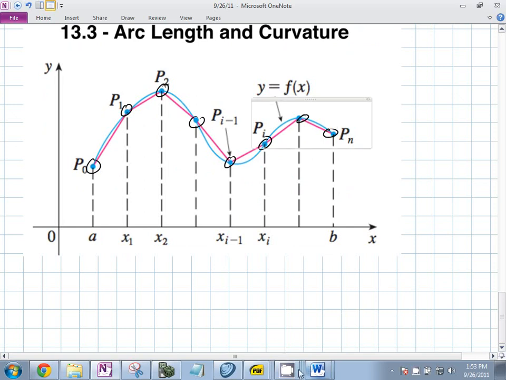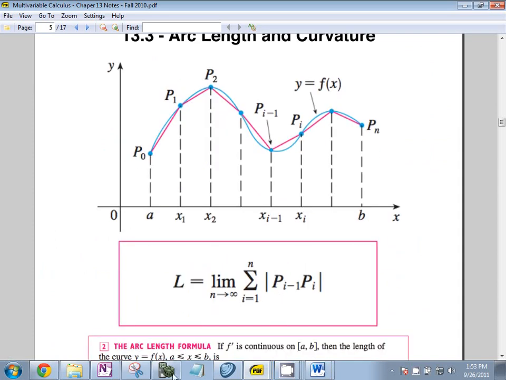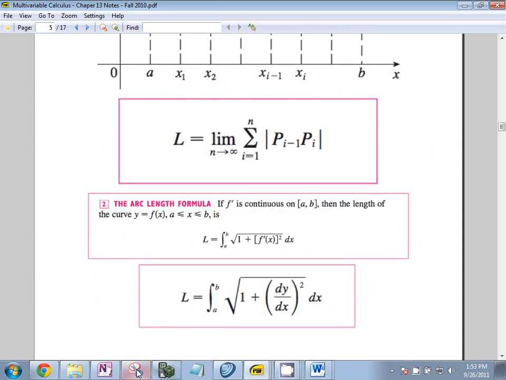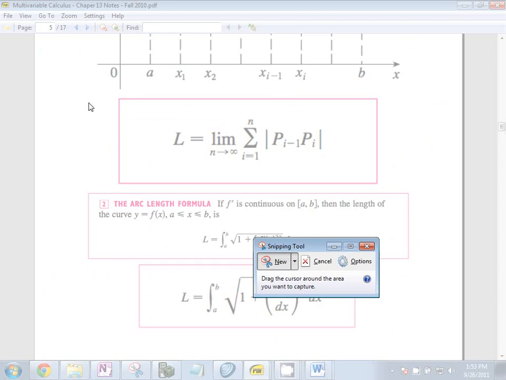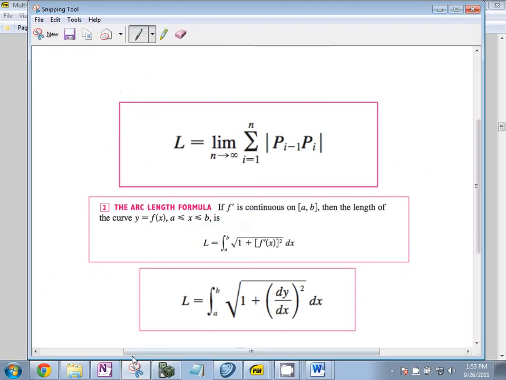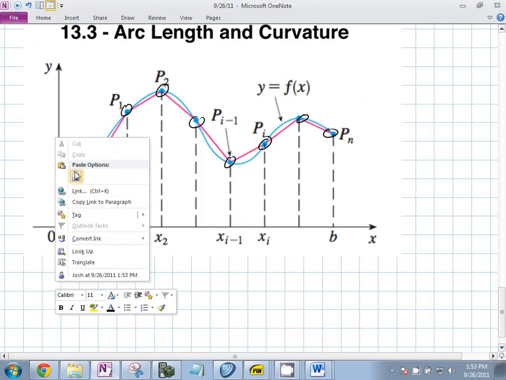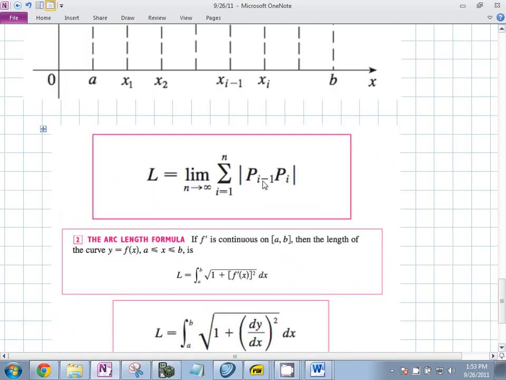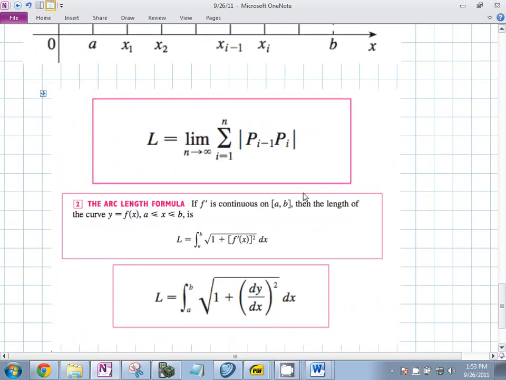So the limit that we're actually looking at is this. And you've seen this before. Hopefully you've seen this before. So it's the limit as n goes to infinity, so we're making an infinite number of cuts. And this just means the distance from P i minus 1 to P i, so any 2 consecutive points. And how many of you have seen this right here? If f prime is continuous on the closed interval a to b, then the length of the curve y equals f of x is the integral from a to b of the square root of 1 plus... Do you remember this? Does this ring any bells?